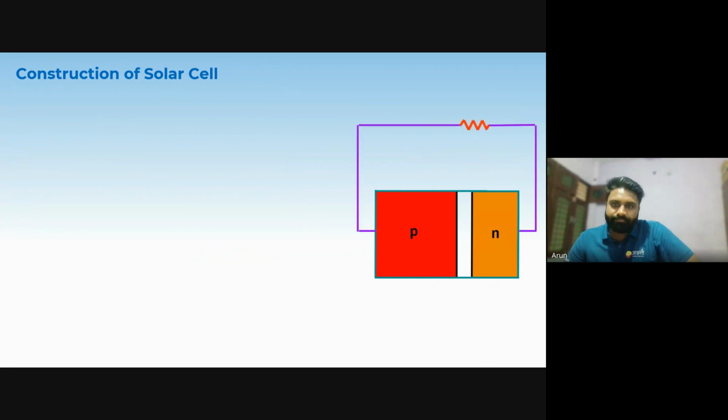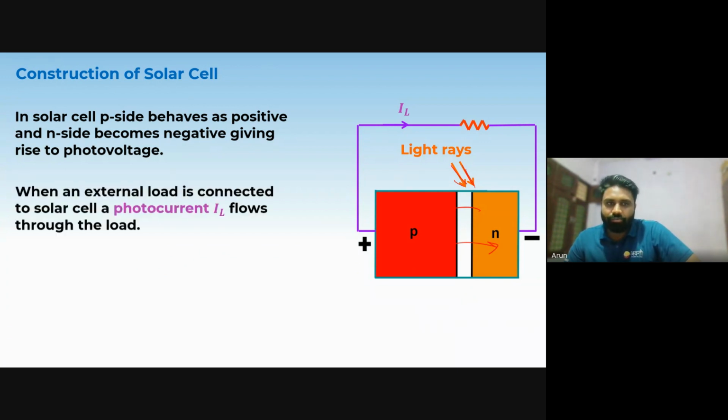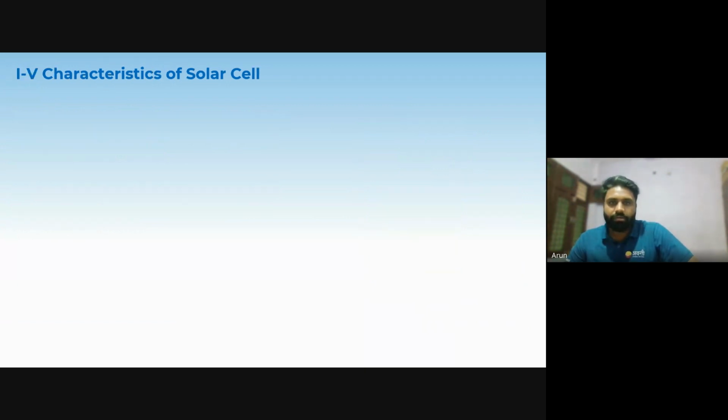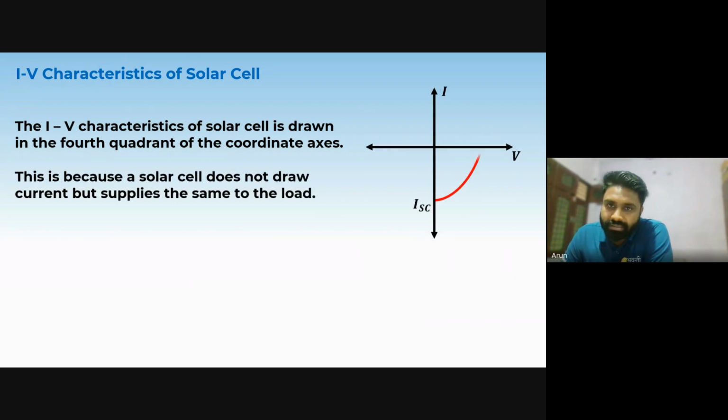You will see here, when a light ray enters, the electron will go to this side, the hole will come to this side, and the circuit will be complete. And we have connected the external load. So when an external load is connected to the solar cell, a photo current, that is IL, will flow through the circuit. This photo current will also depend on the intensity of light. The IV characteristic is important for it. Okay, for this solar cell, you must remember this.